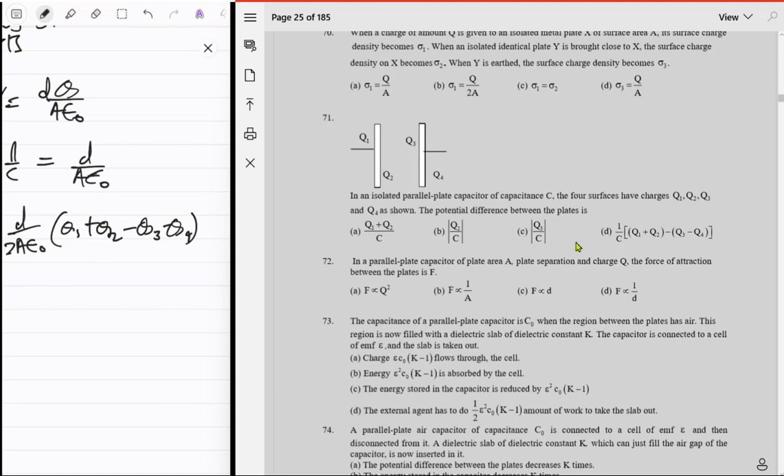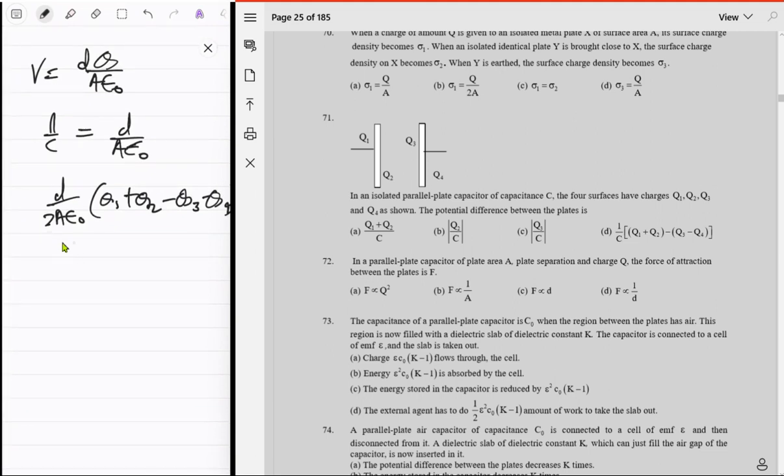Yeah, so maybe d is correct. Actually no, here we need a 2, right? So this should actually be... that actually makes sense. So this thing is like this: 1 upon 2C times all of this, or I need 1 upon 2C.